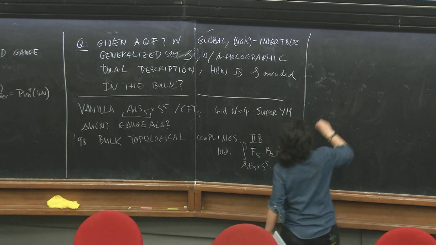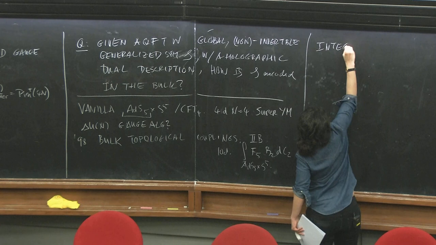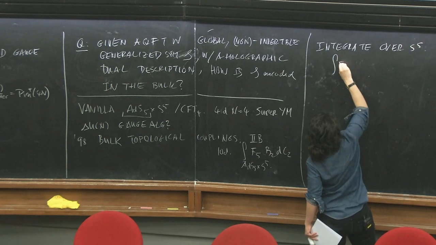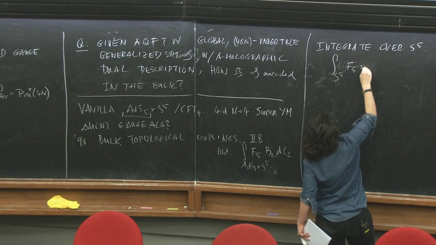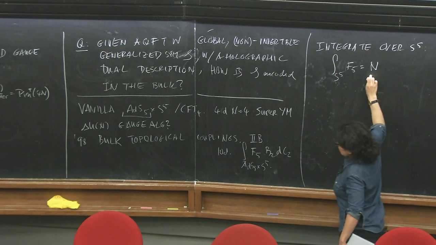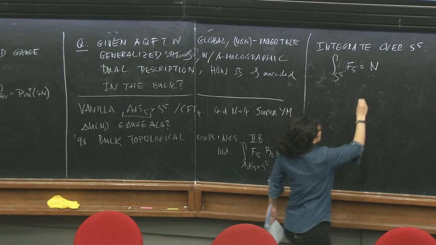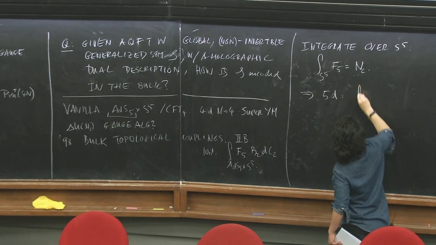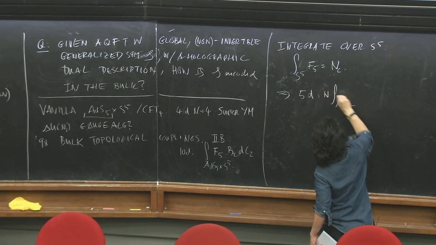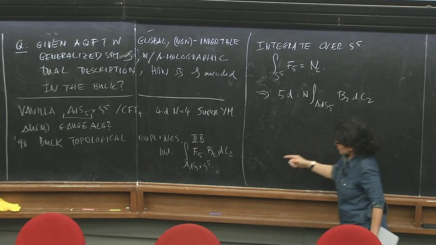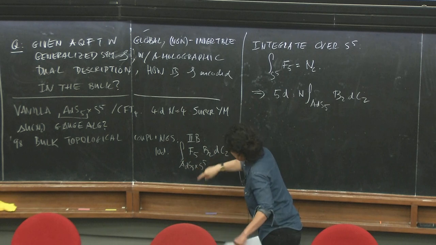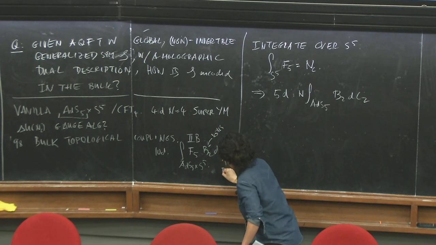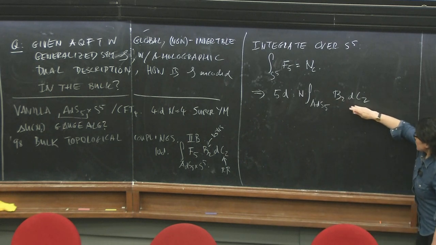So in fact, this coupling in 10D, we can integrate over the S5. And note that the integral over the S5 is, in some nice normalizations, effectively N, and that's the N of the SU(N). So, color N. So what we're getting is some sort of coupling in 5D, on AdS5, N B2 dC2. Here, F5 is the five-form flux, so that's the RR flux. This is the NSNS two-form, and this is the RR two-form.